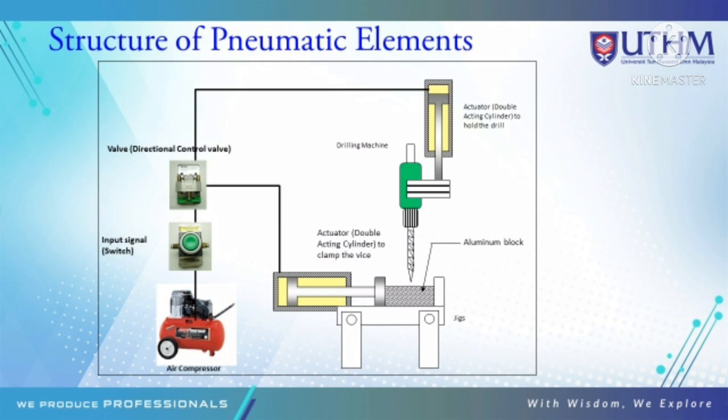As a conclusion, there are 4 basic components in a pneumatic system. The air compressor will supply compressed air to the whole system. The input signal will control the air entering the system and give a signal to the actuator. The control valve will control the air path, and the actuator will do the task.